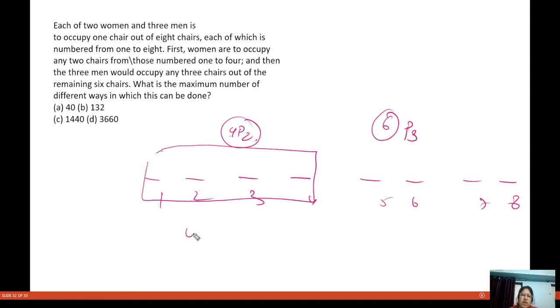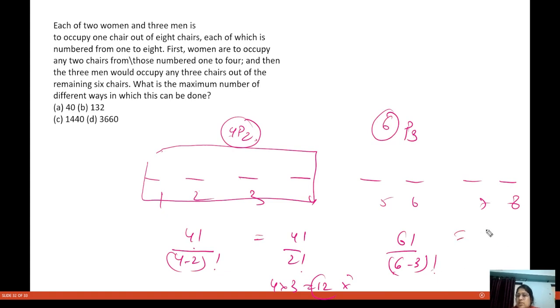Now what is 4P2? Factorial 4 divided by factorial 4 minus 2, so that is factorial 4 divided by factorial 2. So that is 12, multiplied by factorial 6 divided by factorial 6 minus 3, that is factorial 3. So this is 6 into 5 into 4 into 3 into 2 into 1 divided by 3 into 2 into 1. So this comes to be 4 5s are 20, 20 times 6 is 120, into 12.